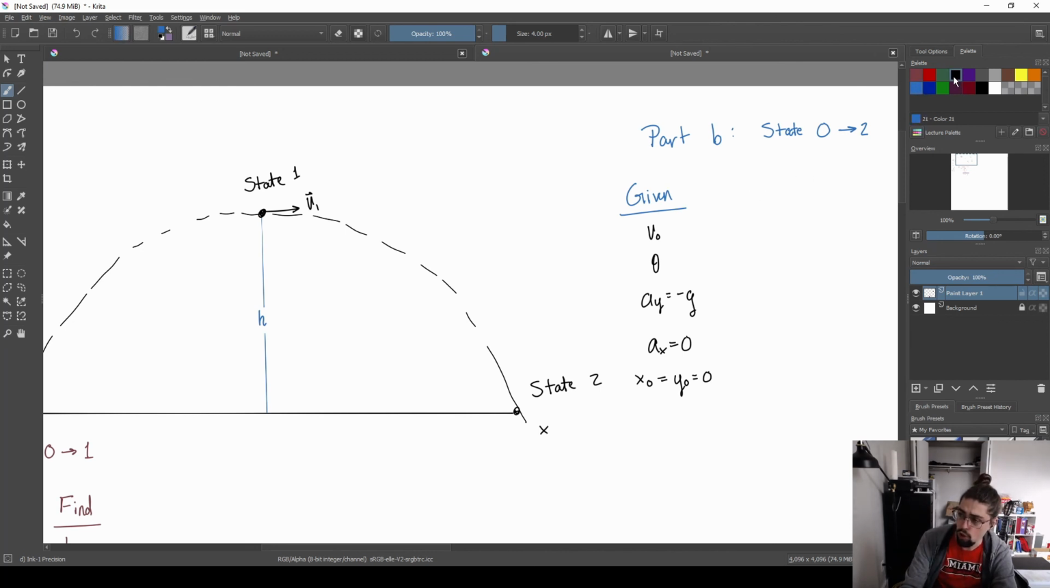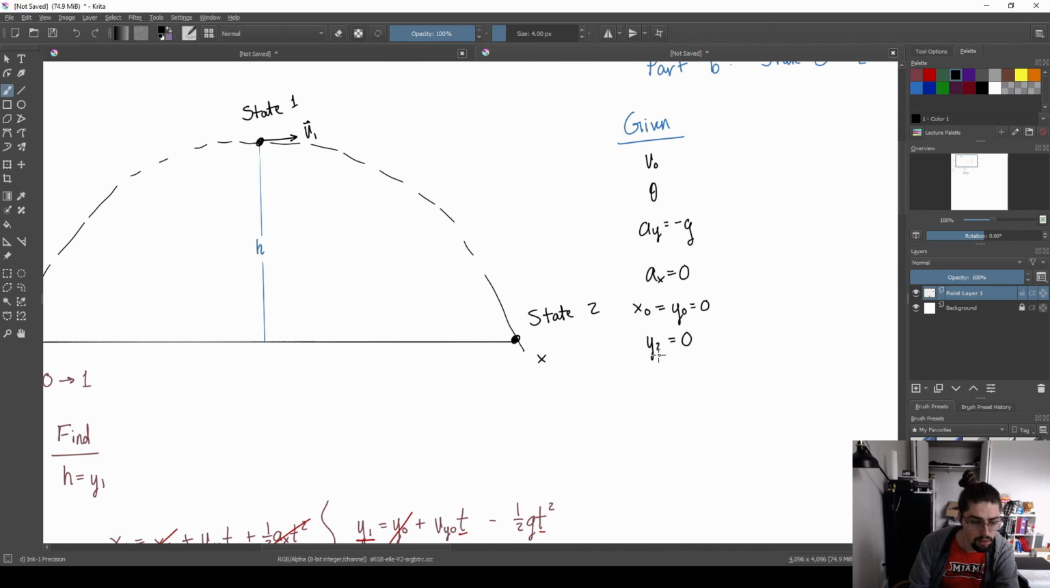What about state 2, though? What other variables do we know about state 2? What do we think? I know that my final y position is 0. I would agree with that. Y final, or I would call that y2, would be 0. I agree with that. Anything else? Vx is still a constant. I would agree with that. I think I would call it there, though.